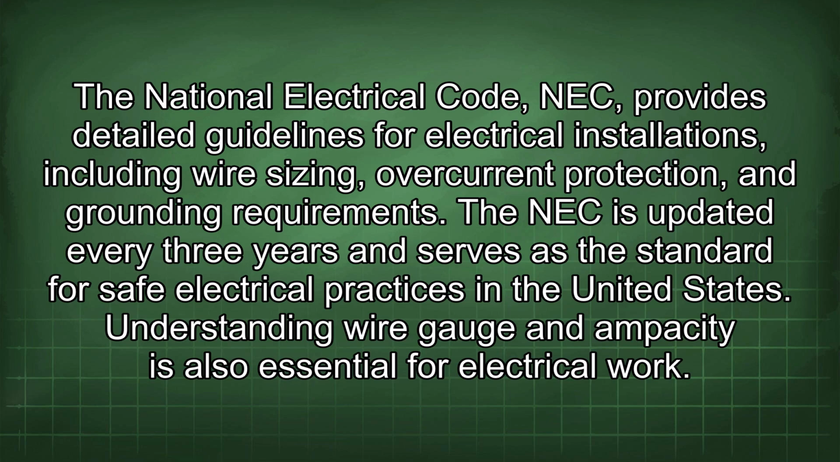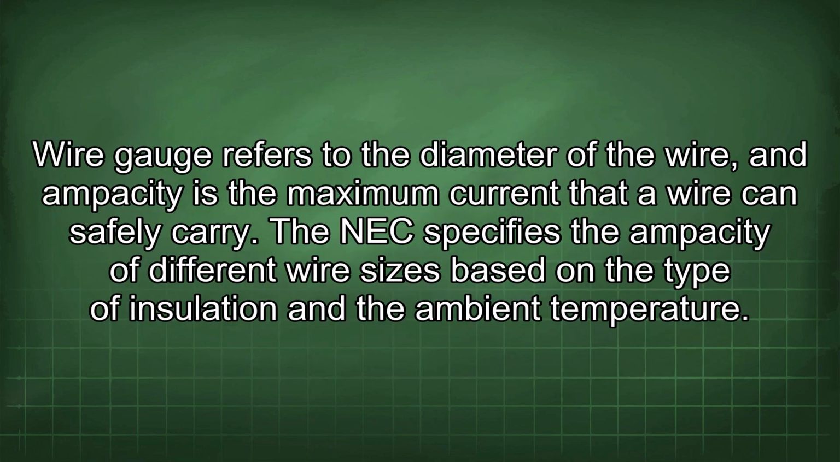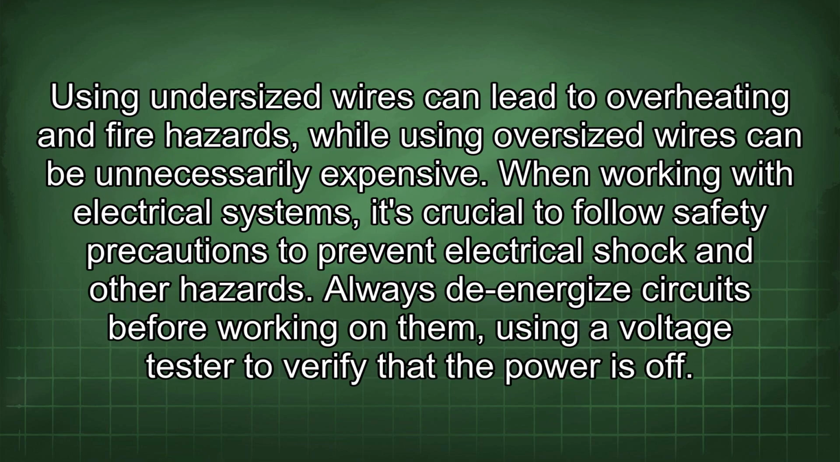Understanding wire gauge and ampacity is also essential for electrical work. Wire gauge refers to the diameter of the wire, and ampacity is the maximum current that a wire can safely carry. The NEC specifies the ampacity of different wire sizes based on the type of insulation and the ambient temperature. Using undersized wires can lead to overheating and fire hazards, while using oversized wires can be unnecessarily expensive.